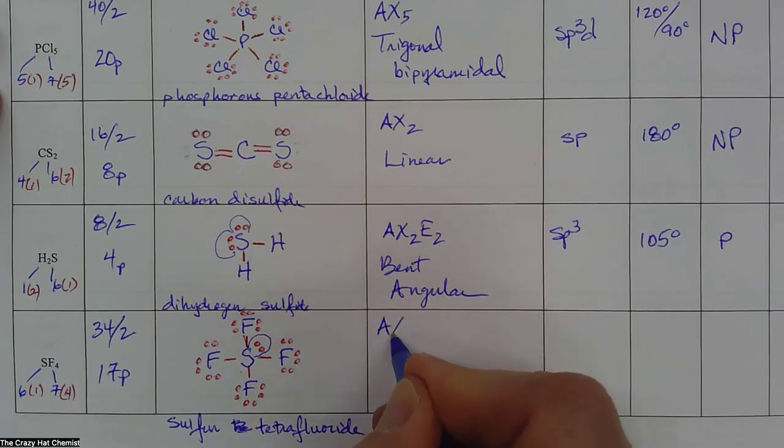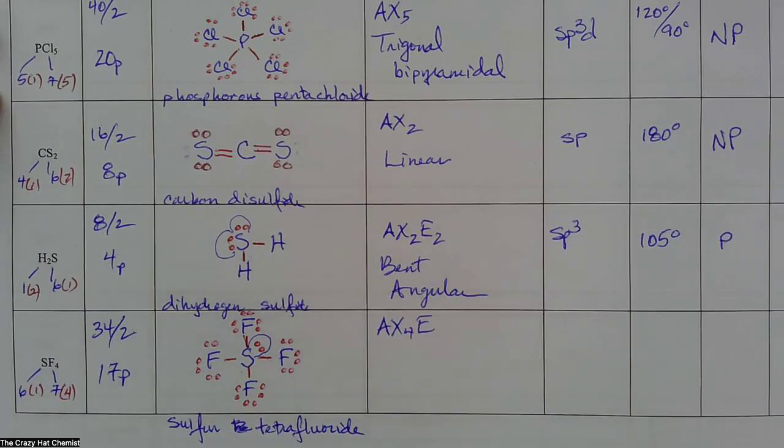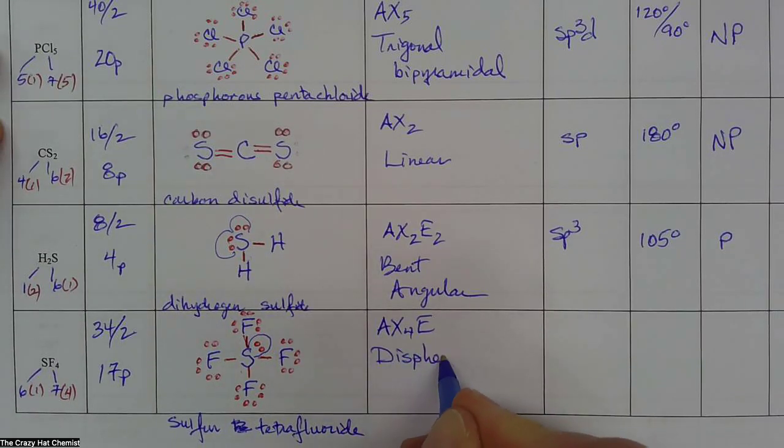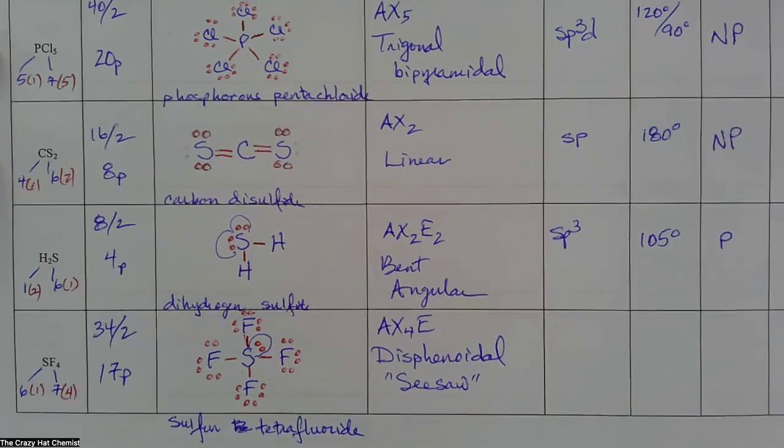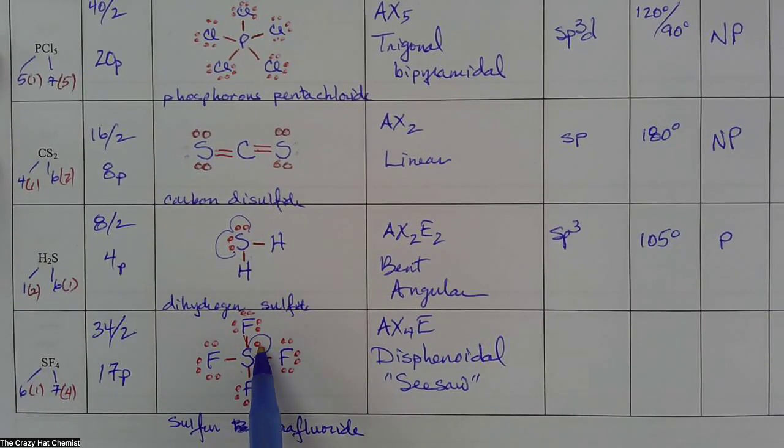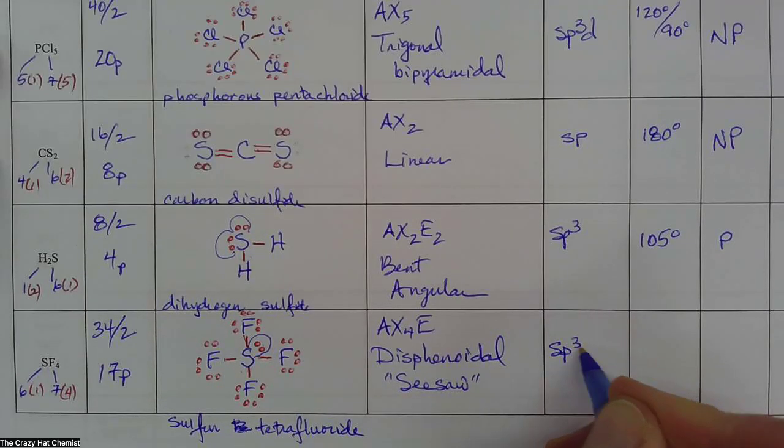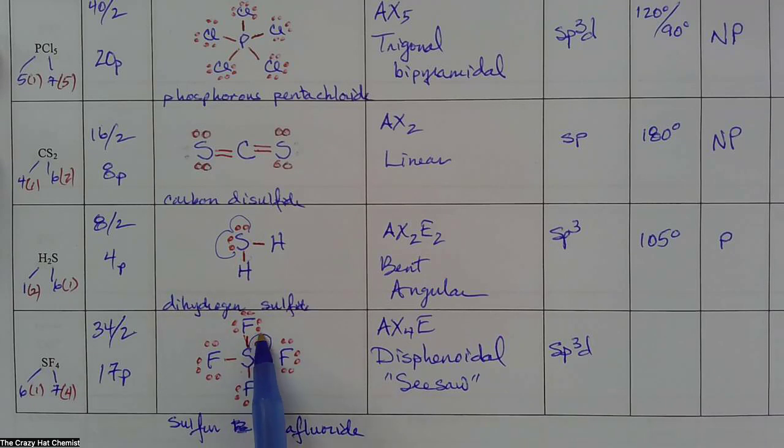This is going to be AX4E. Okay, AX4E. That is called disphenoidal or seesaw. You know, like a seesaw when you're at the playground, a seesaw. And this is sp3d. Let me do that again. Lone pair s, p1, p2, p3, and d.